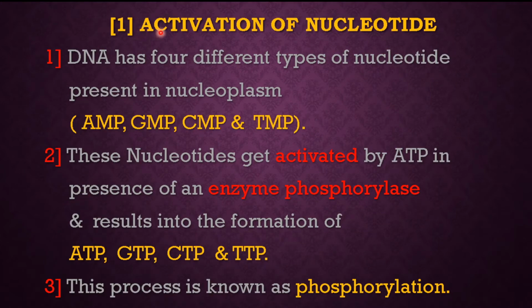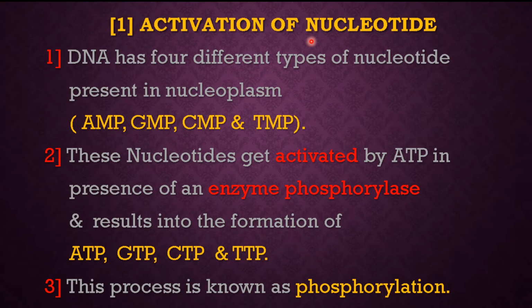Now we are going to study how the replication of DNA takes place. First, A for activation of nucleotide. See, the name is only indicating what is happening over here. Nucleotides are there. Now what is the meaning of nucleotide? One nucleotide contains a nitrogen base, a phosphate group, and it contains sugar also. These 3 together become one nucleotide.